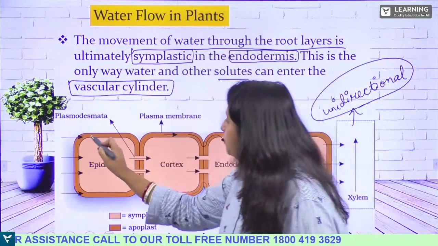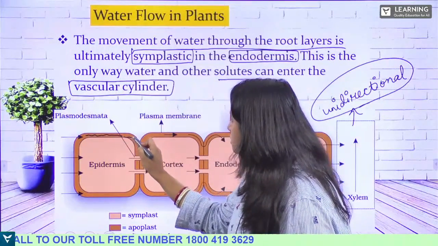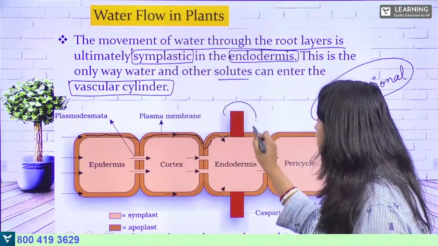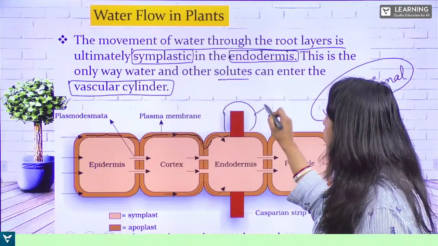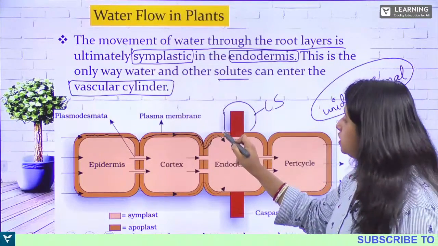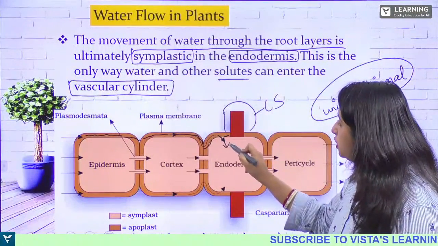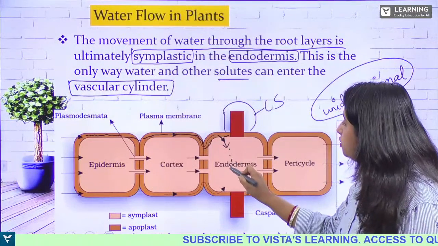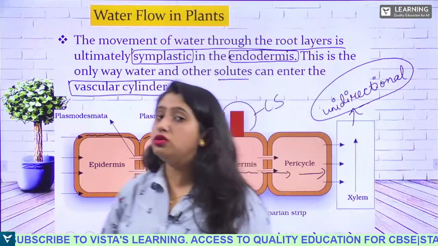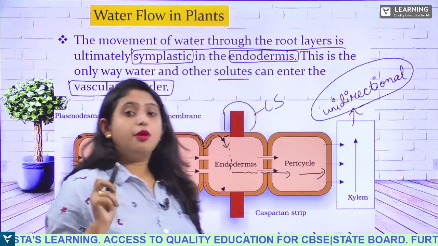So in the apoplast pathway it will be coming like this. See, it is coming, but here there is a Casparian strip, right? Because of this Casparian strip it cannot cross further through the cell wall, so it needs to enter into the plasma membrane. Then it will come into the endodermis, then only it can go to the pericycle, and from the pericycle it will go to the xylem. Is that clear? This is the apoplast pathway.